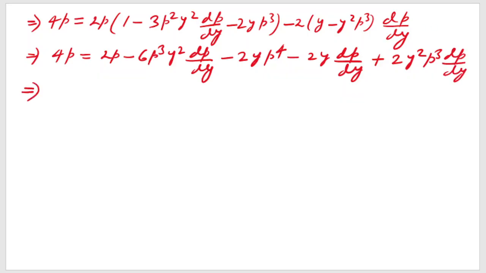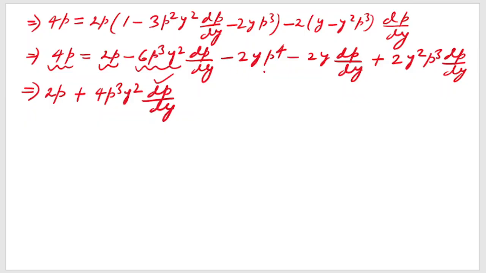Now I have to recollect the terms, so I am going to bring everything to the left hand side. Here we have 4p, here we have 2p. So 4p minus 2p is equal to 2p. Here we have minus 6p cube y square, and we have plus 2y square p cube dp by dy. If I take this term and this term, I will get minus 4. If I bring it to the left hand side, I will get plus 4p cube y square dp by dy, and then we have these two terms, so I write plus 2y p to the power 4 plus 2y dp by dy is equal to 0.